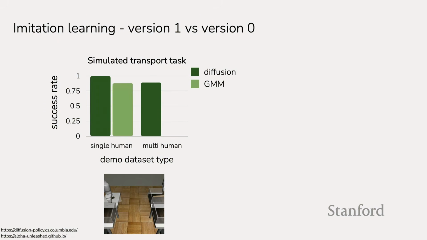And with the Gaussian mixture model, we see that first it does worse than diffusion. So expressivity is very helpful. Expressive distributions are very helpful. And second, it actually goes down a lot more for the multi-human data set, which means that the expressivity of the distribution is especially important for data sets that have more different kinds of behaviors in them.